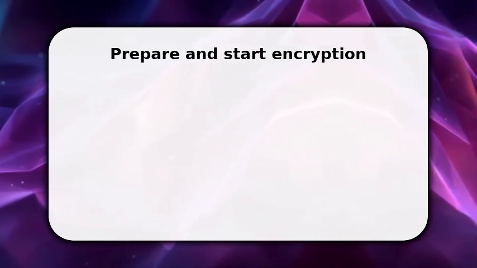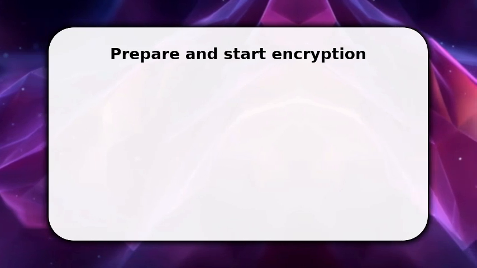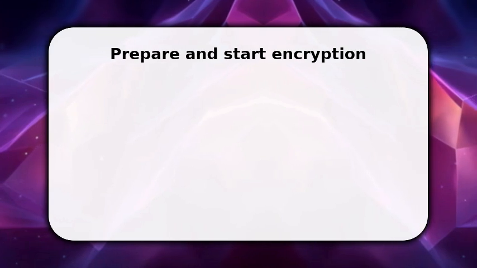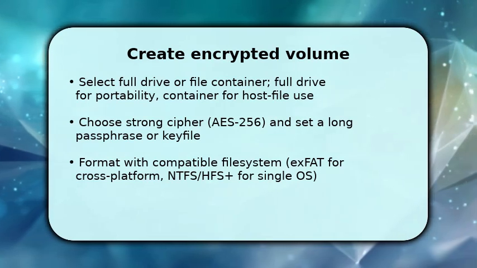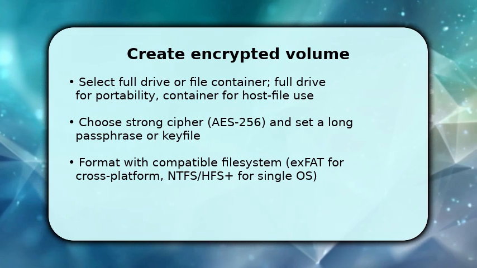Now open your chosen tool, BitLocker, Disk Utility, or VeraCrypt, and get ready to create the encrypted volume. Next, decide whether to encrypt the whole device or make an encrypted file container. You pick a full drive when you need simple portability. Choose a container when you need a file that mounts on the host.